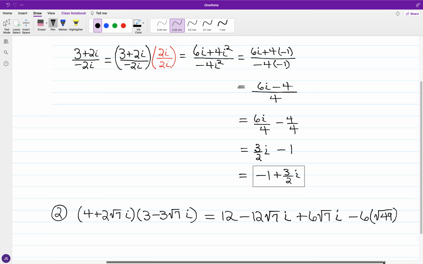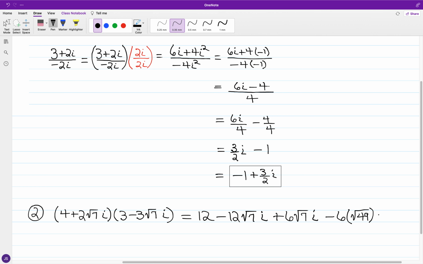So we have the square root of 49, and we have i times i, which is going to be i squared. And gathering what we have now, you've got 12 at the front, and in the complex terms we have not just an i, but the square root of 7 i, and the leading coefficients we have at -12 and +6. If I combine, we've got -12 square root of 7 i and 6 square root of 7 i, so this will be -6 times the square root of 7 times i.